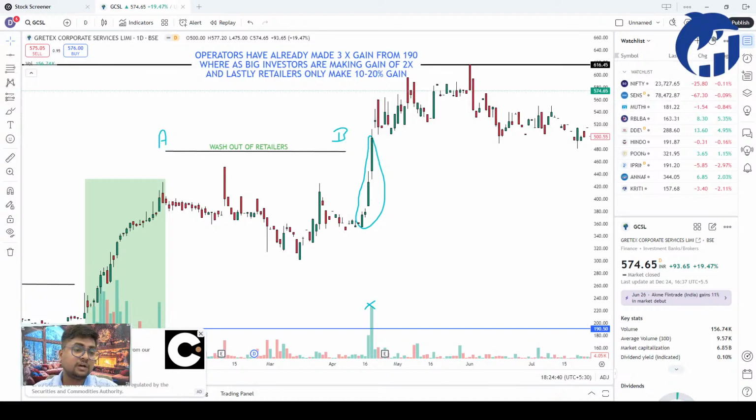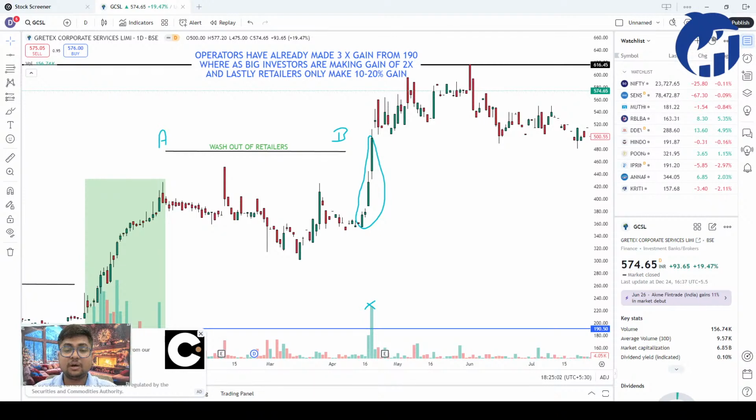Now let's introduce another stock, TRF Limited. Let's analyze another stock to understand the dynamics of main funds and big players in the market. Initially, main funds establish their position quietly at lower levels. Once they have secured their holding, they push the market as the prices rise. They wash out retailers, allowing a smoother climb.